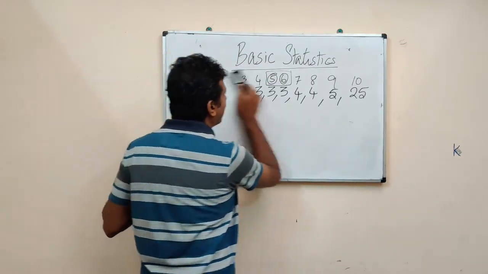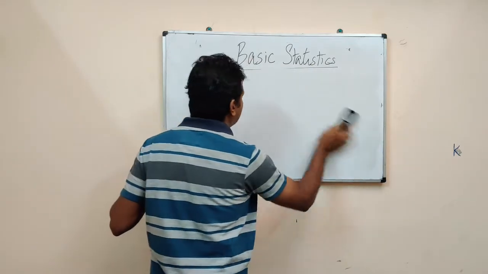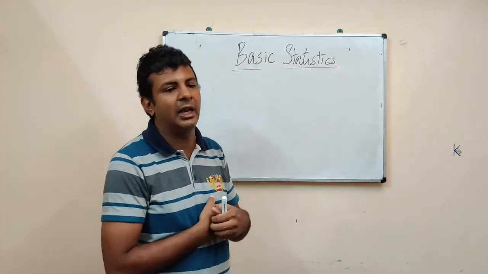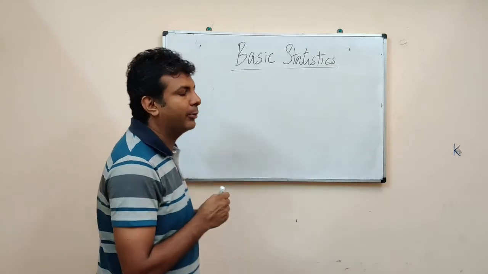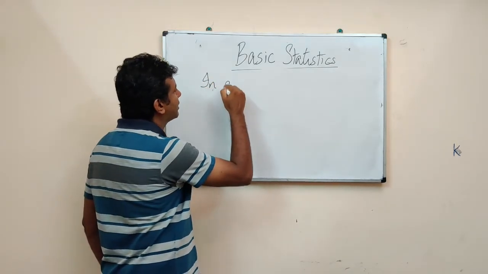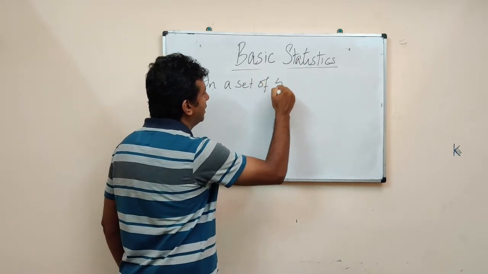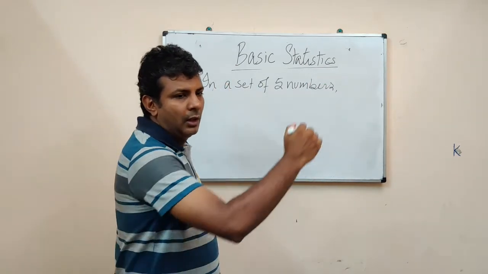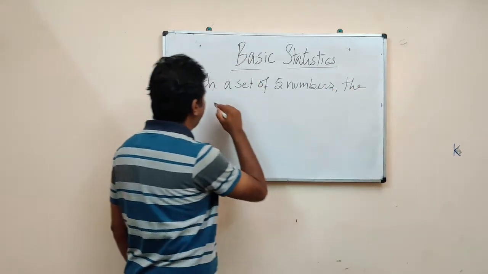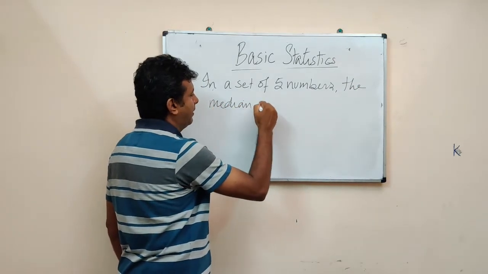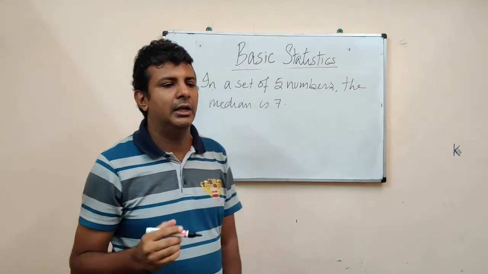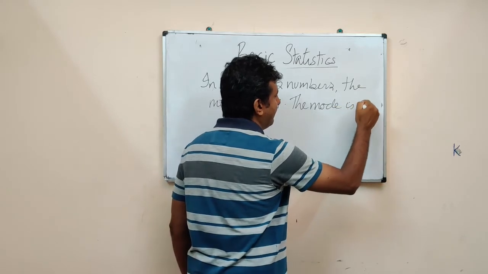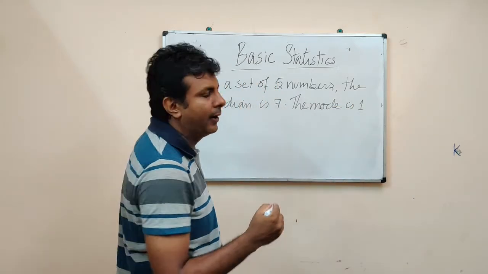Now let us see how problems appear as far as basic statistics is concerned, and then we will work out a particular problem and see how all this will help us. Now let us look at a particular problem. In a set of 5 numbers, the median is 7. The mode is 1.